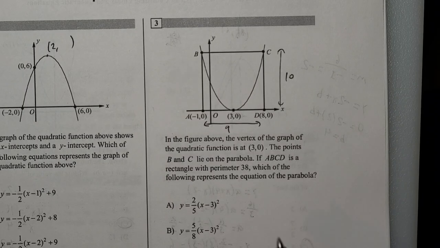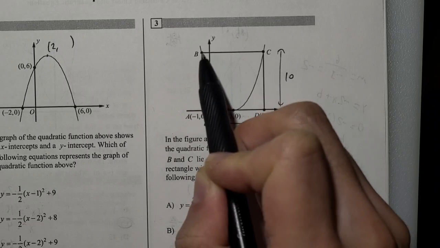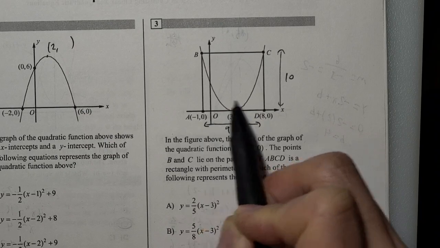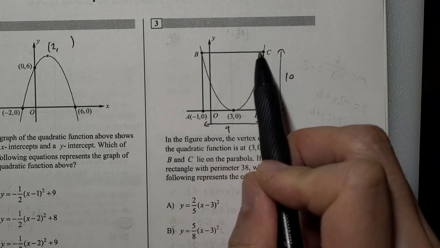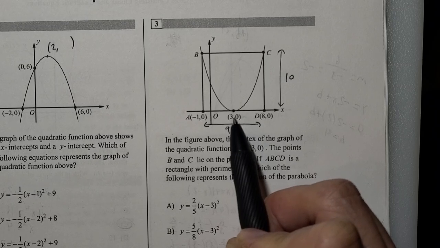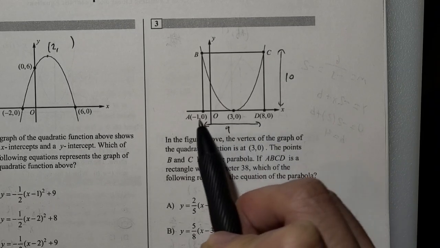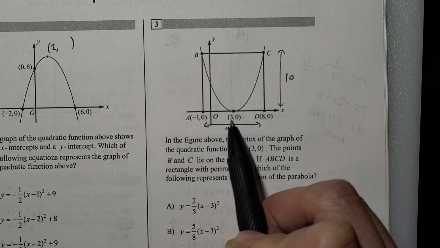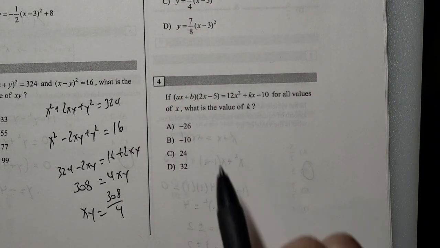So my argument is, again, parabolas are symmetric about the vertex. These two should have the same y value because they tell us this is a rectangle. So that means this vertex should be in the middle of (-1, 0) and (8, 0). 8 plus -1 is 7, divided by 2 is 3.5. But it said it's 3 here. So I don't think this is a valid problem, so we're skipping that.